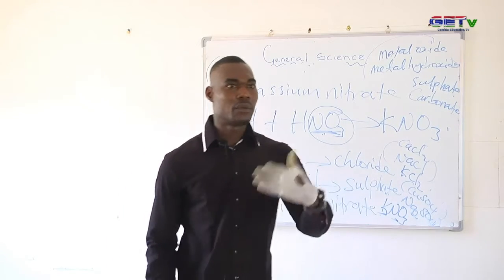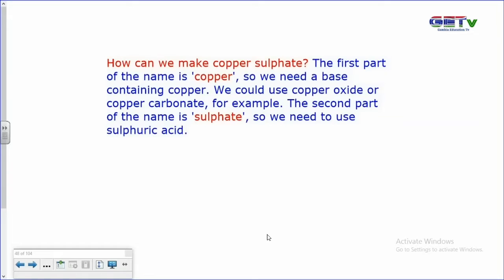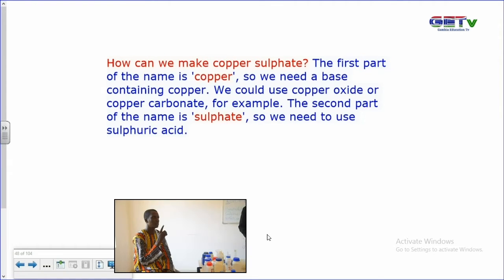Good. How can we make copper sulfate? Quickly, the first part of the name is copper, so we need a base containing copper. We could use copper oxide or copper carbonate, for example. The second part of the name is sulfate, so we need to use sulfuric acid. Remember that, because of what? Sulfate. So we have to use sulfuric acid.